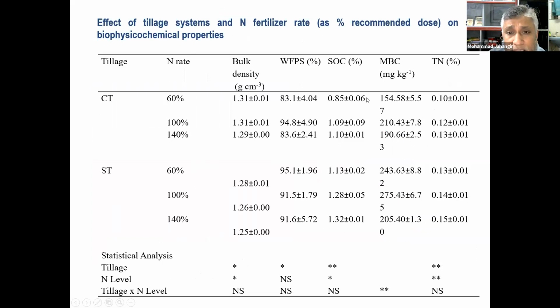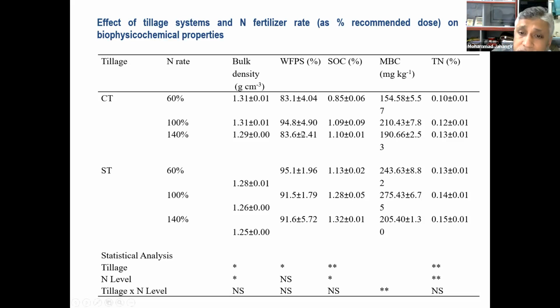These are some soil data: soil organic carbon content, microbial biomass carbon, total nitrogen. We found significantly higher organic carbon, nitrogen, and microbial biomass carbon in conservation agriculture compared to the conventional method.